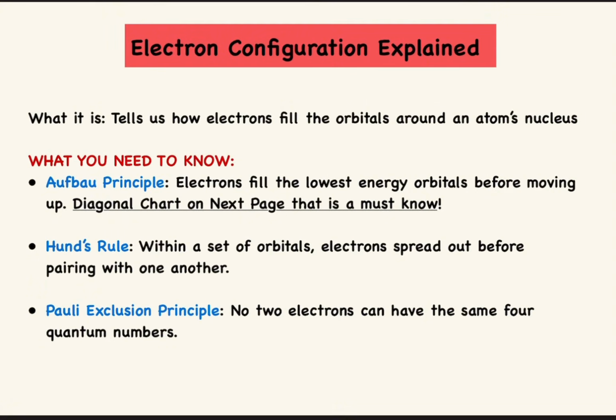So let's just start off by saying, what is it? It tells us how electrons fill the orbitals around an atom's nucleus. Pretty simple. Then you have what you actually need to know. The first is the Aufbau principle. This just says electrons fill the lowest energy orbitals before moving up.